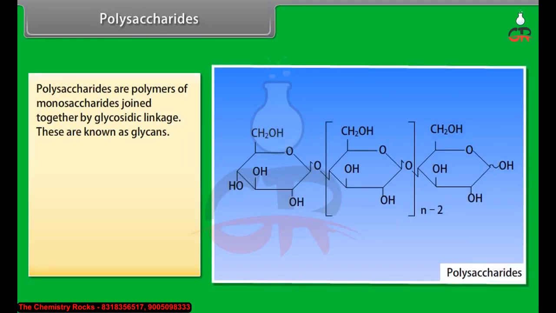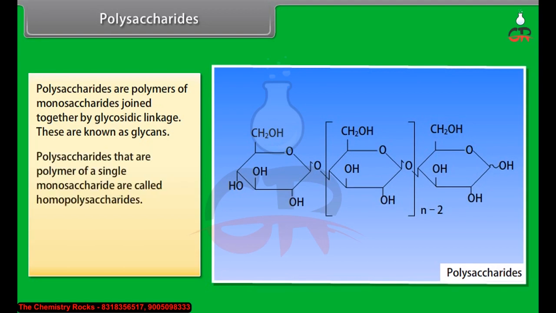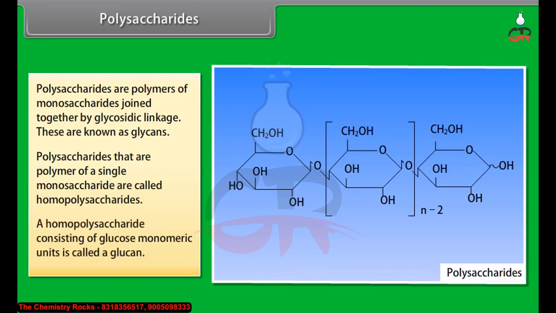Polysaccharides are polymers of monosaccharides joined together by glycosidic linkage. These are known as glycans. Polysaccharides that are polymers of a single monosaccharide are called homopolysaccharides. A homopolysaccharide consisting of glucose monomeric units is called a glucan.